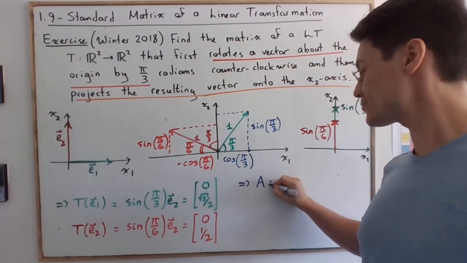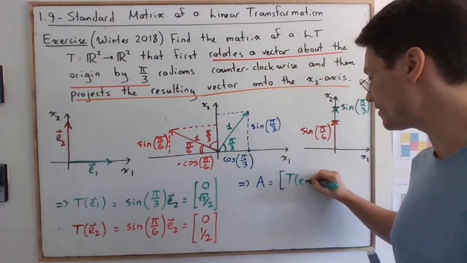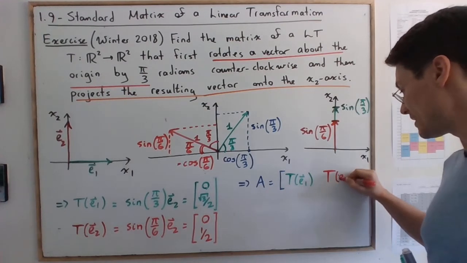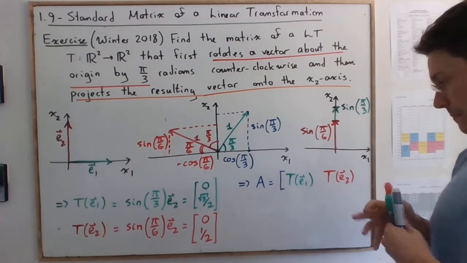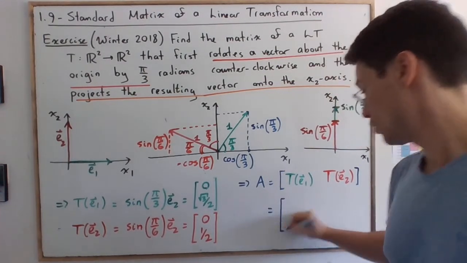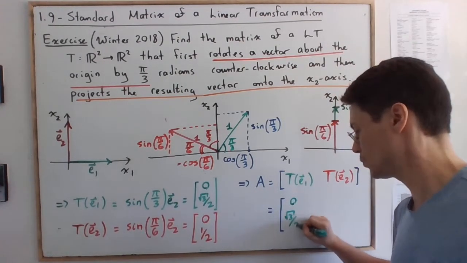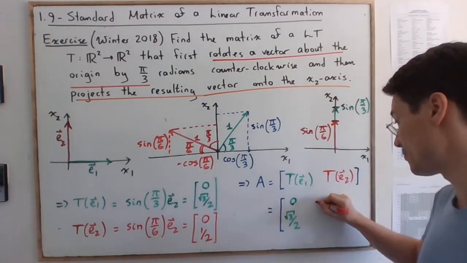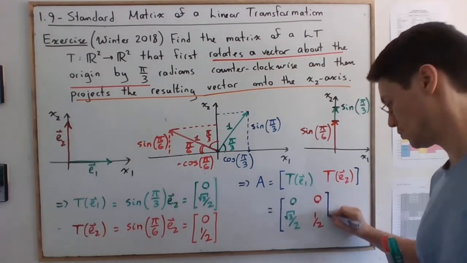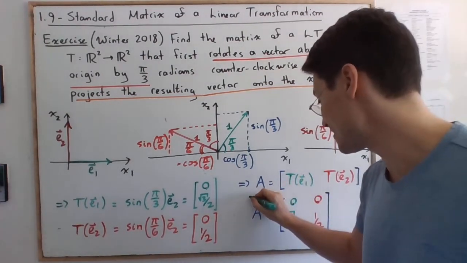The standard matrix is the matrix formed with T of E1 as its first column and T of E2 as its second column. It will be given by 0, root 3 over 2, and 0, 1 half. And that's it. This is the answer.